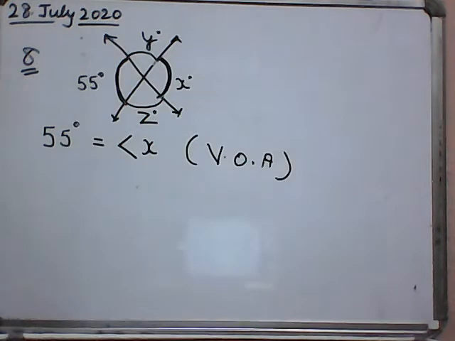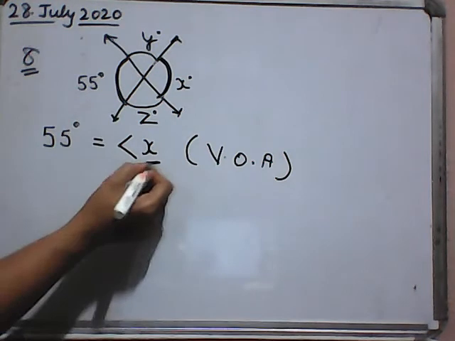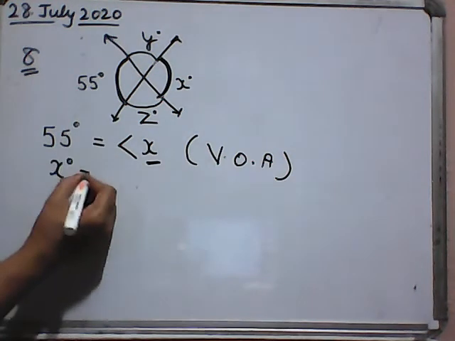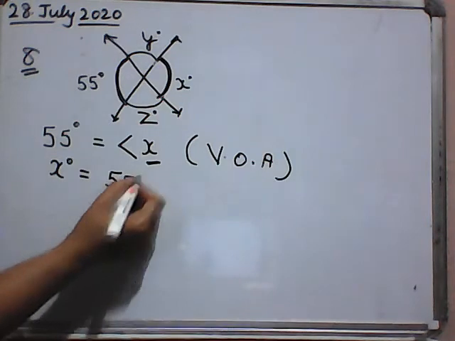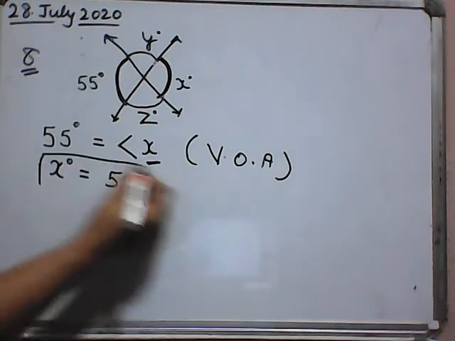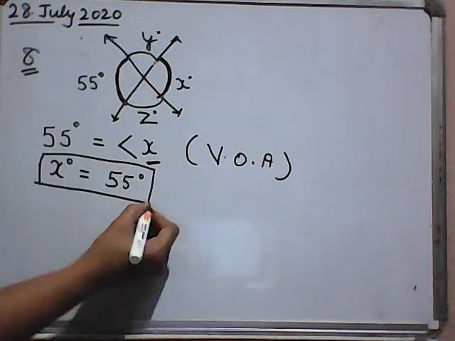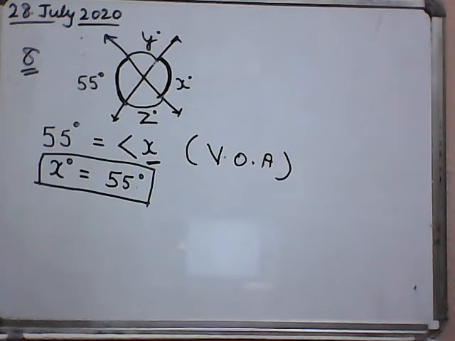When two lines cross each other, angles opposite to each other are always equal, and these angles are known as vertically opposite angles. So what is the value of x? 55 degrees. Now we have to find the values of y and z.